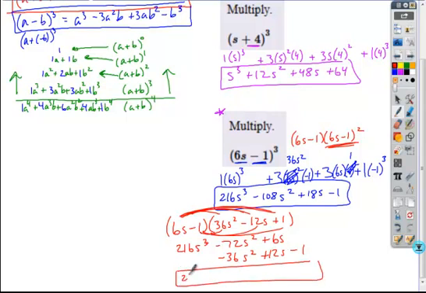And so what you see is you get the same thing, 216s cubed minus 108s squared plus 18s minus 1. Either way, you're going to wind up with the same values.